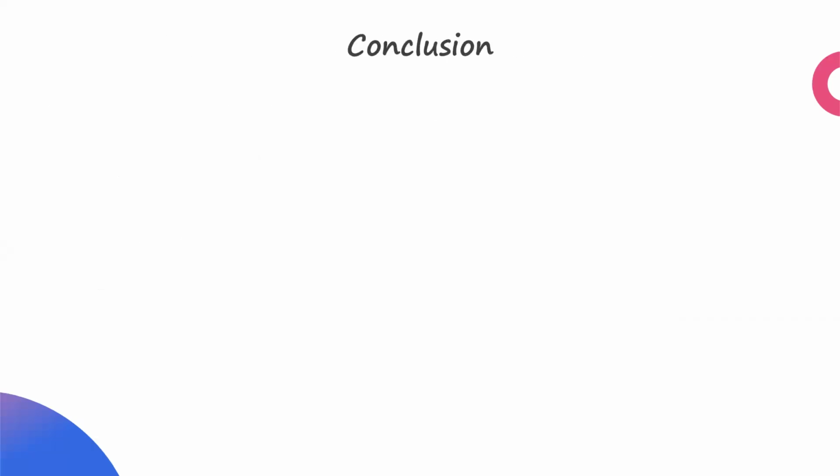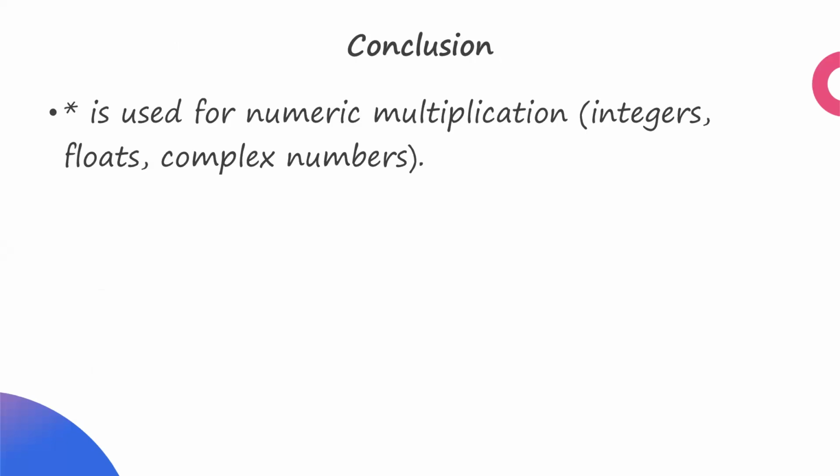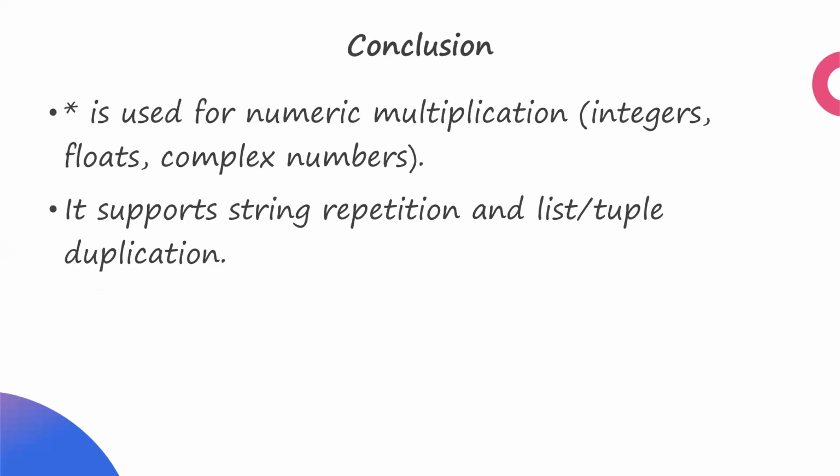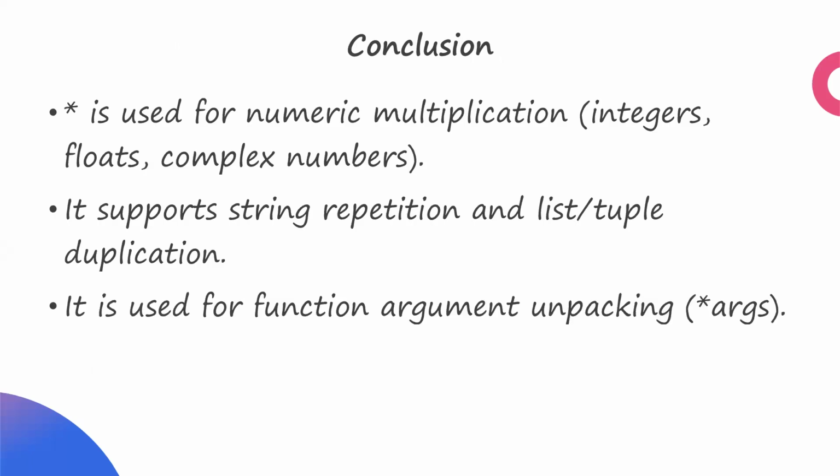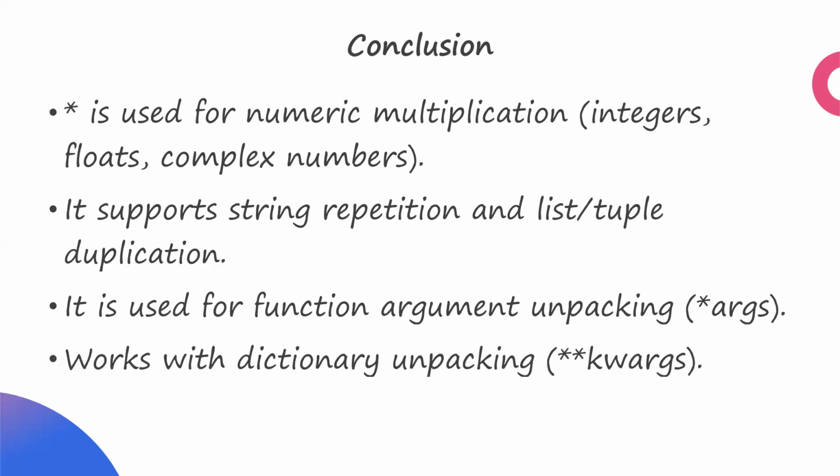So in conclusion, the multiplication operator is used for numeric multiplication: integers, floats, complex numbers. It supports string repetition and list and tuple duplication. It is used for function argument unpacking, and when you use it that way, it is called the unpacking operator. It can also be used in unpacking dictionaries. Don't worry, when we get there, you're going to understand. I just want to bring it to your notice so that when we start using it, you understand what it is.